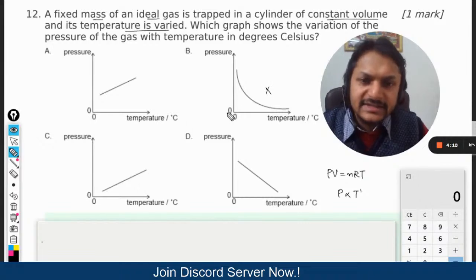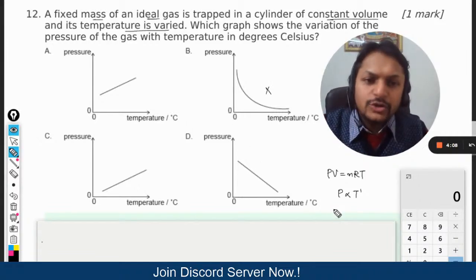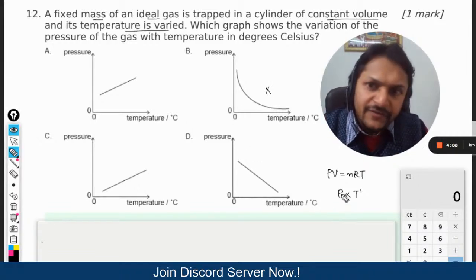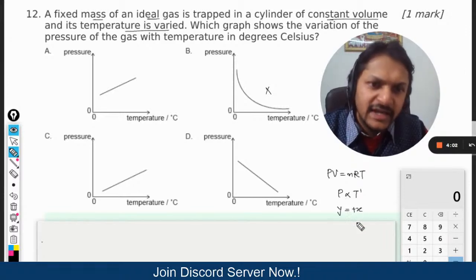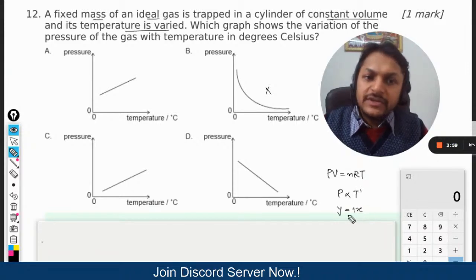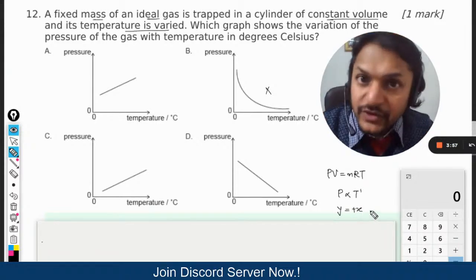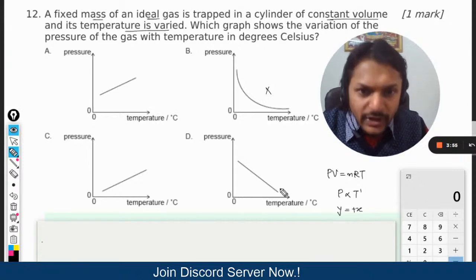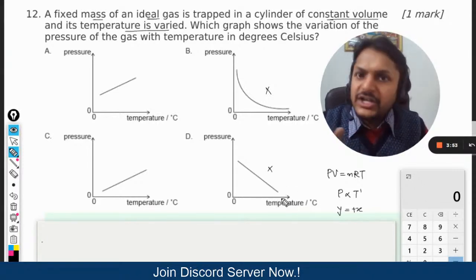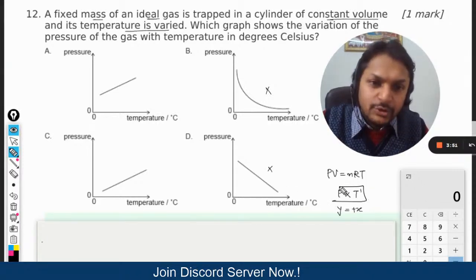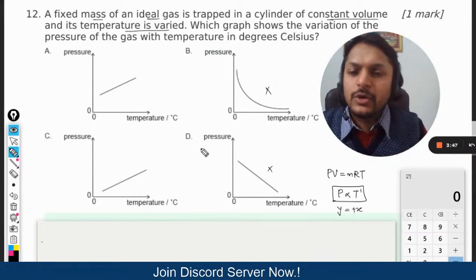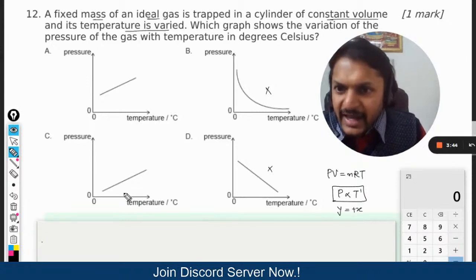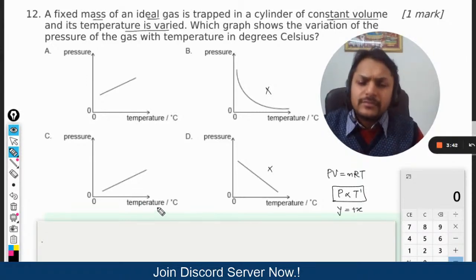Now this is out of our options now. Another thing to be noted here is that if pressure is on y-axis and temperature is on x-axis, you can see that the coefficient is positive. So it is going to have a positive slope. It cannot have a negative slope. So pressure is not reducing with temperature. See, it's directly proportional. More is the temperature, more is the pressure. So D is also out of the question now. So we are left with A and C now.